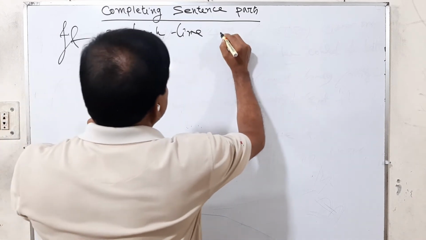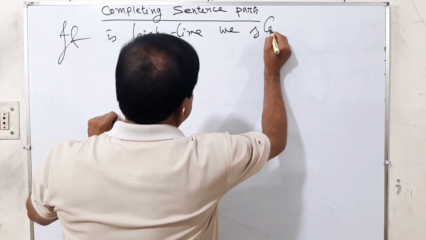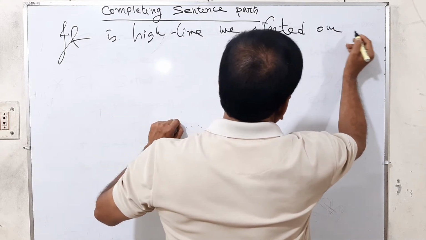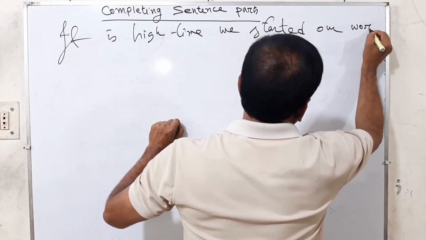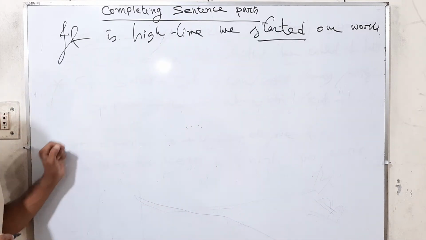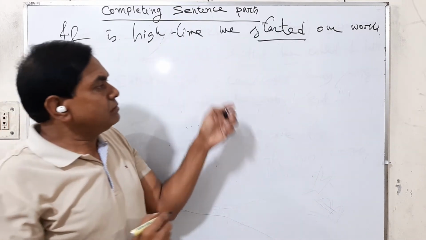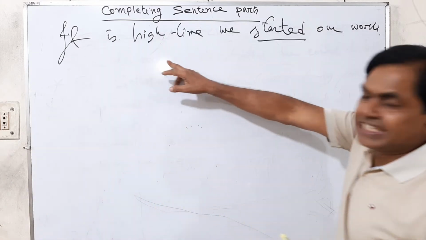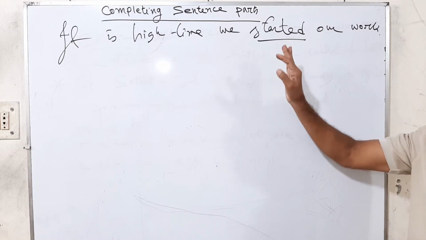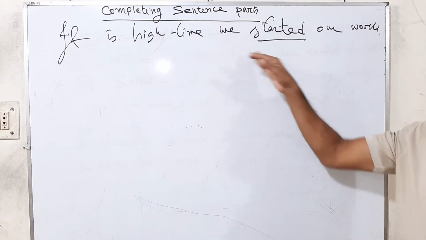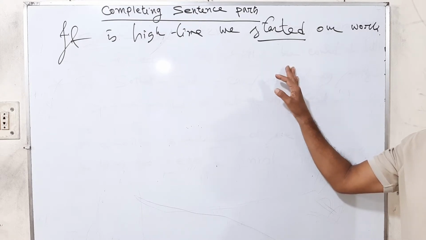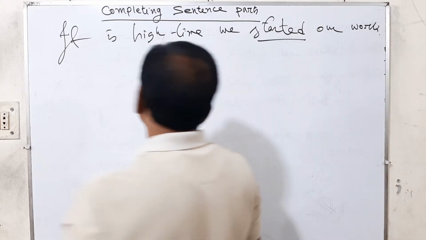It is high time we started our work. So now we can easily understand that it is time or it is high time. We'll take the simple past after that. Subject will take the past form of the verb. So in this way you can make it past tense. Now go to the next.